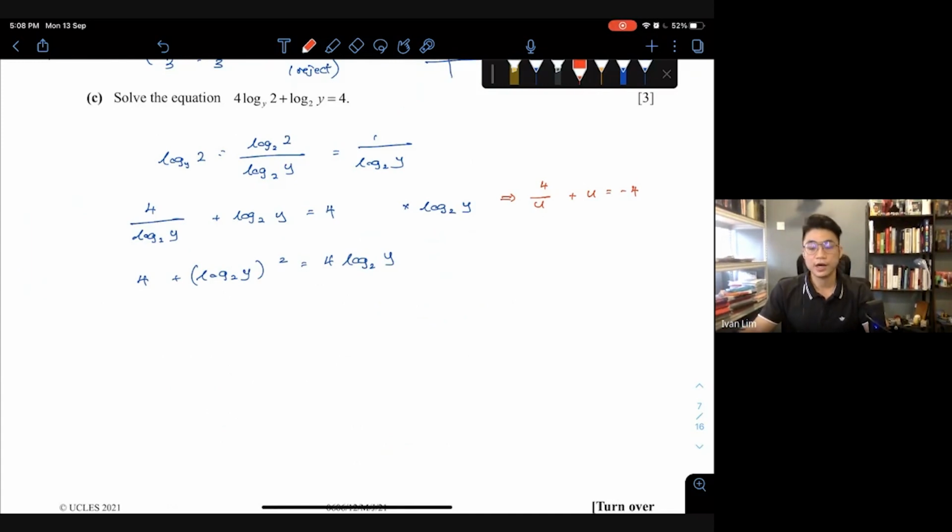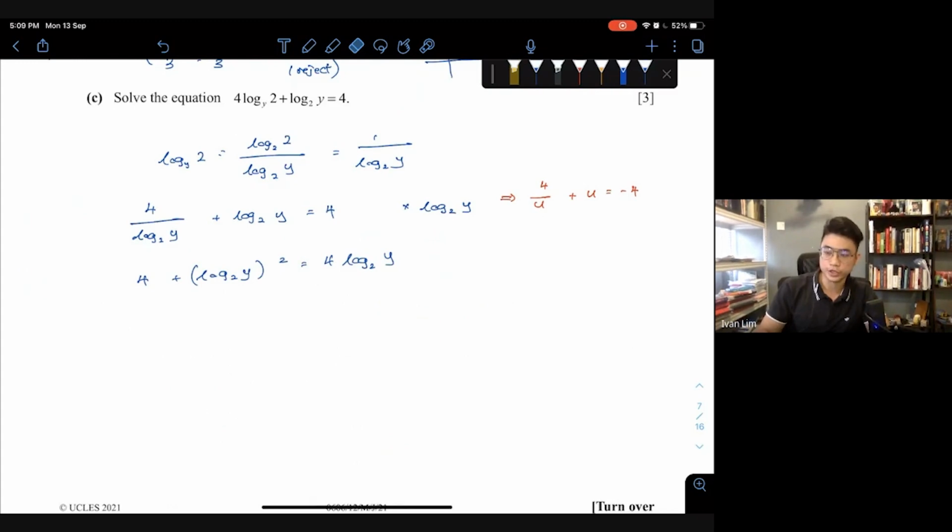So you ask yourself, well, how can I find u? Okay, so 4 over u plus u equals -4. Multiply it by u, then that's how you find your u. Okay, I will just solve it in terms of log.